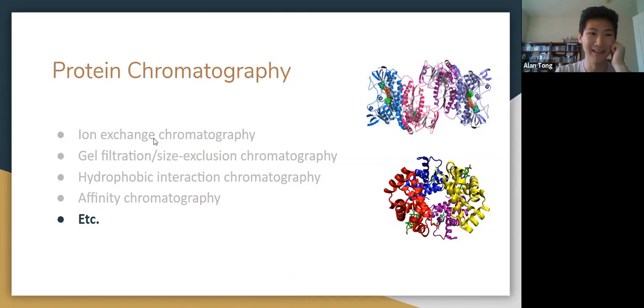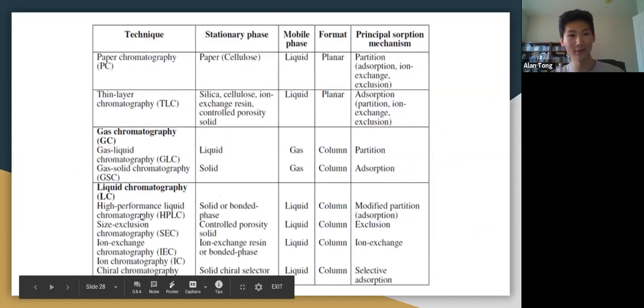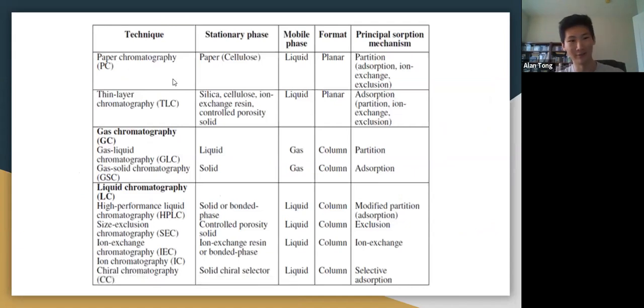Tortoise and the Hare, right? It's the same story said over and over again. And of course, why stop there, right? There's a whole bunch more. Like, oh my gosh, there's so much. But there's so much more that you can do with chromatography, right?